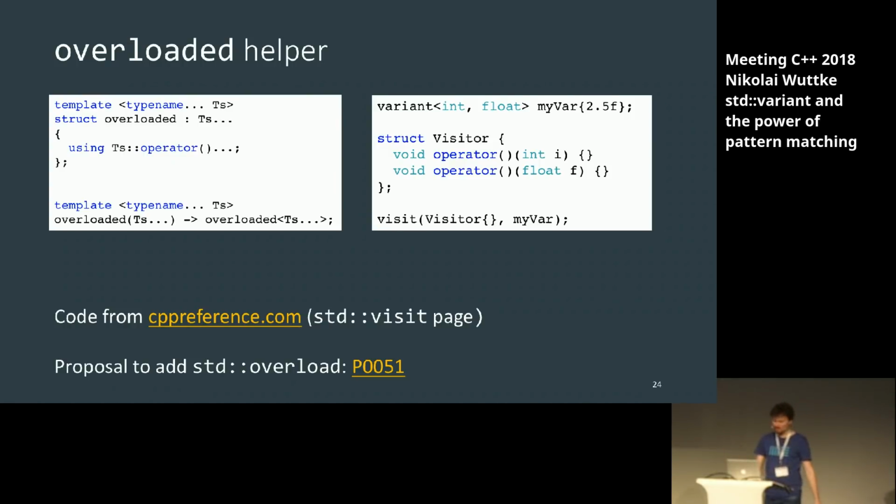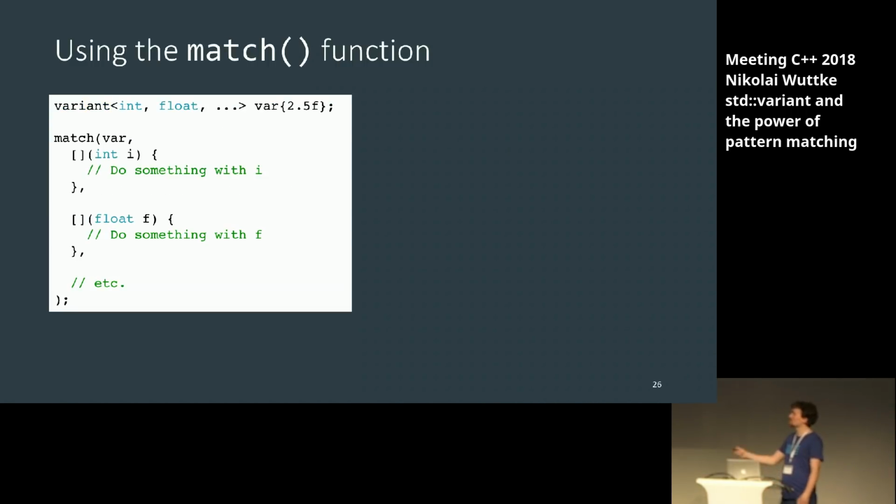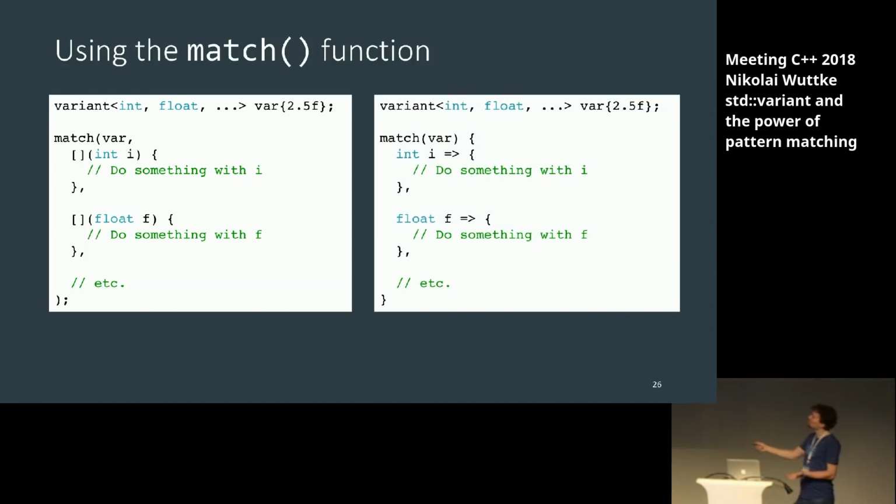But once you have this, you can pretty easily write a match function where you take the variant first and then all the different lambdas, the handler functions, as variadic template arguments. And then you internally use this overloaded helper and just forward the lambdas and also forward the variant. It's another magic piece of code you can put in your header file. And then once you have this, you can write code like this, which is not too far away from this, actually.